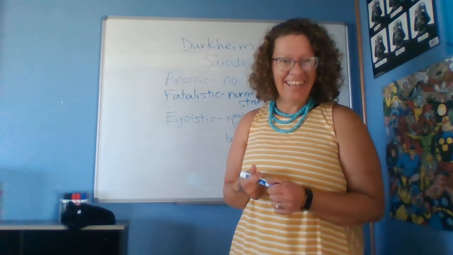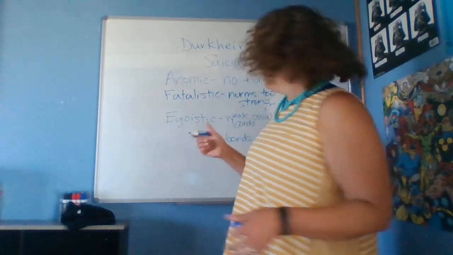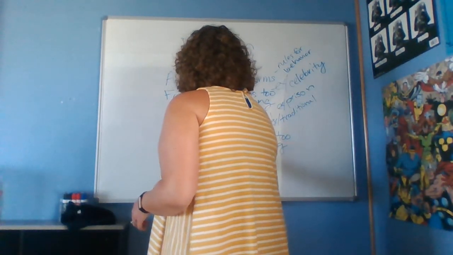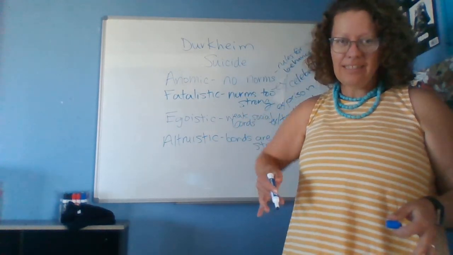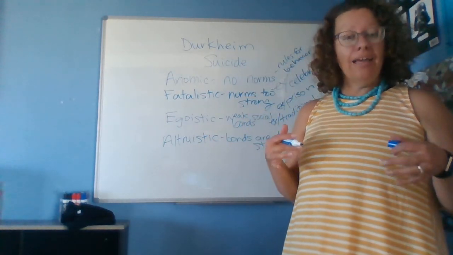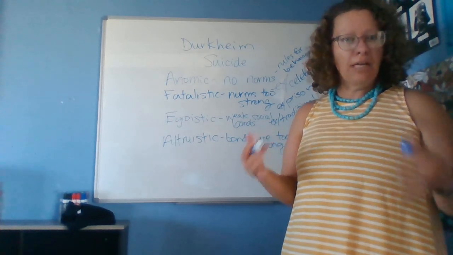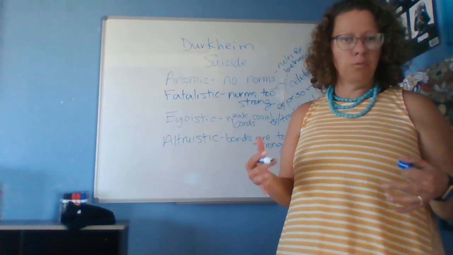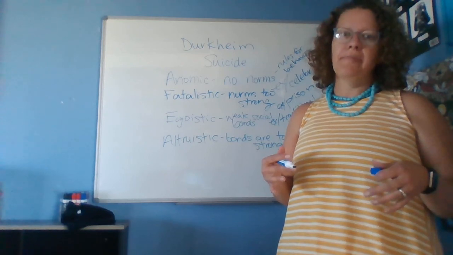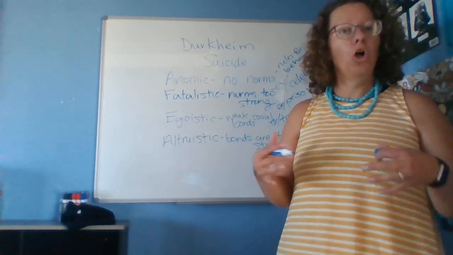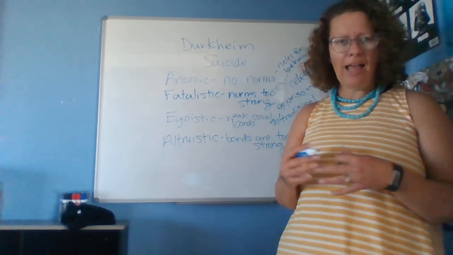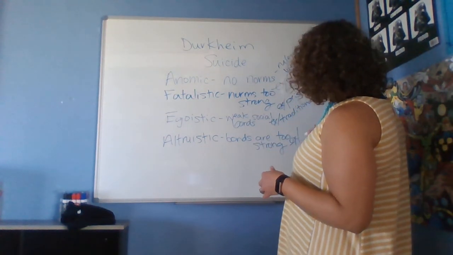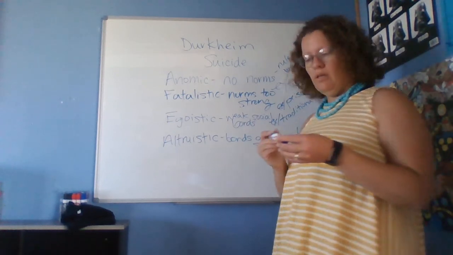Last, we call this altruistic suicide. This is where the bonds are too strong. The classic example would be like a kamikaze flyer during World War II, or a suicide bomber, a cult member, somebody where the bonds are just too strong, where it's not healthy. I'm going to put a cult.